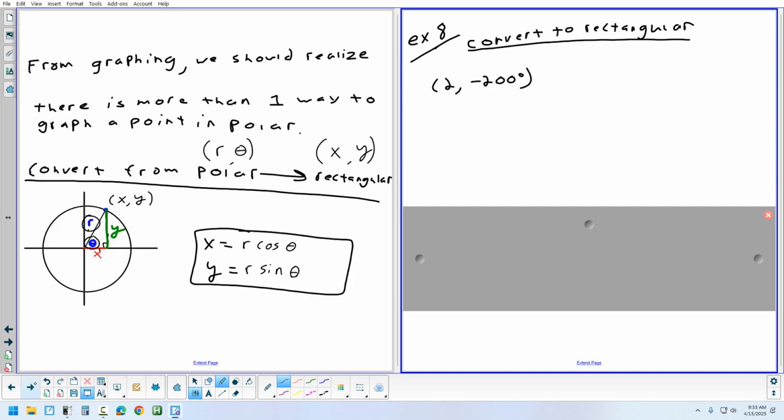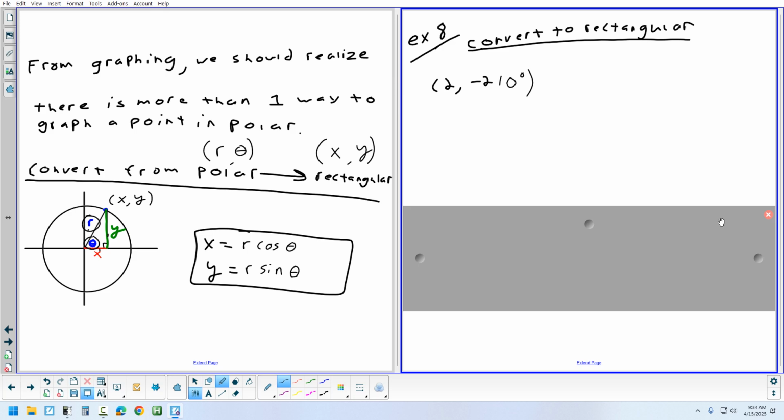All right, so let's try 2, negative 210. I changed it to negative 210 because I wanted it to be a multiple of 30 for the first one. When something is a multiple of 30 or 45, they might ask for an exact answer. Okay, so we're going to have to remember our values from the unit circle.